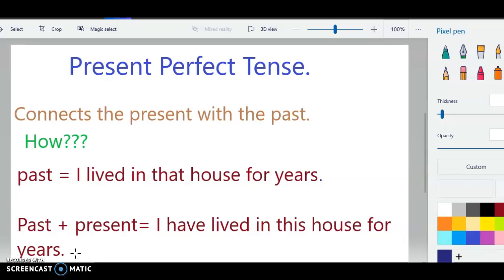But let's just review this again. It connects the present with the past. For example, I have lived in this house for years. I am still living here today, and I have lived in it for the past 5 years. Connecting both of them together in the present perfect tense. It's different from the past tense because the past tense means that it already happened. It's no longer happening right now.